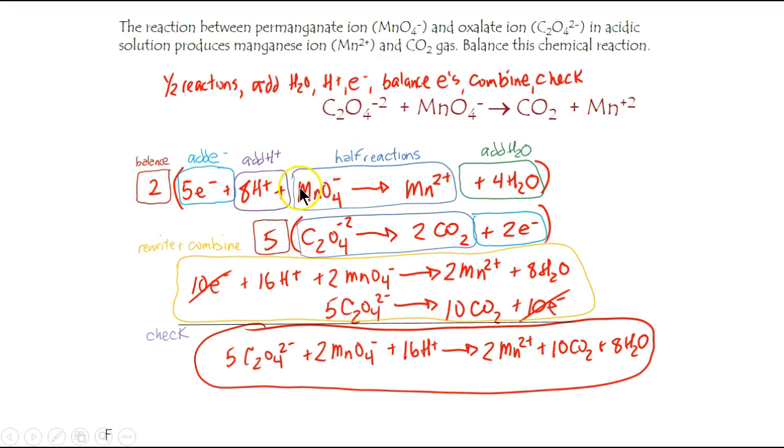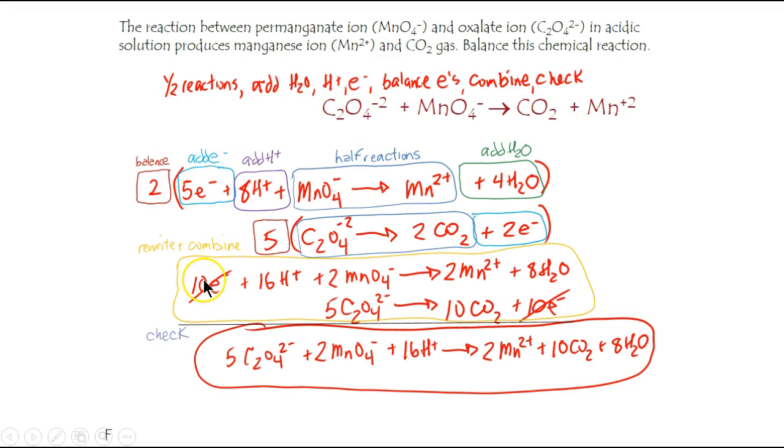Now some people do that out and write down everything. Or you can try to just keep it just like it is and combine. And so we have 10 electrons. We have 16 H+ because we're multiplying it by 2. And we do have 2 permanganates turning into our 2 Mn2+ and our 8 H2O. So we did write it all down. And we have the 5 here and 10 there for the CO2s.